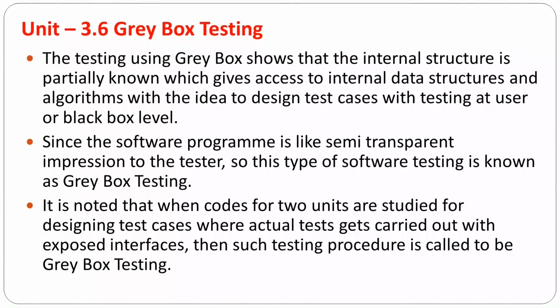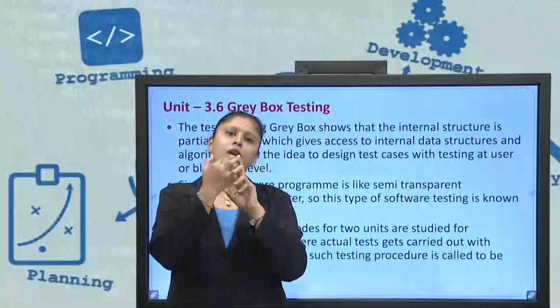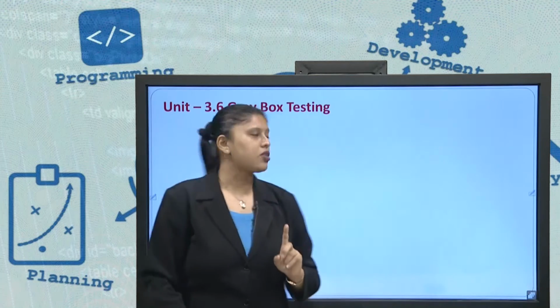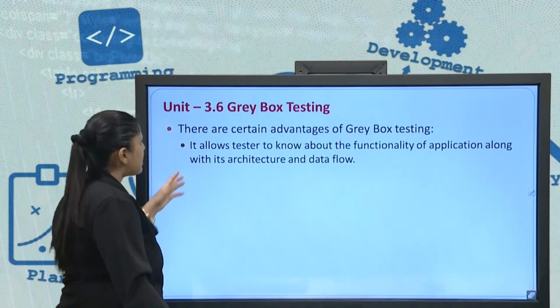It is noted that when the codes for 2 units are studied for designing test cases where the actual test gets carried out with exposed interfaces, then such a testing procedure is called Greybox testing. When you do testing for 2 different units where you just understand that whatever those units are, when they get integrated, you know only the integration part of it, then in that case we call it Greybox testing, right.